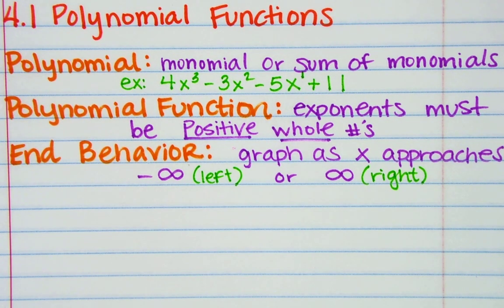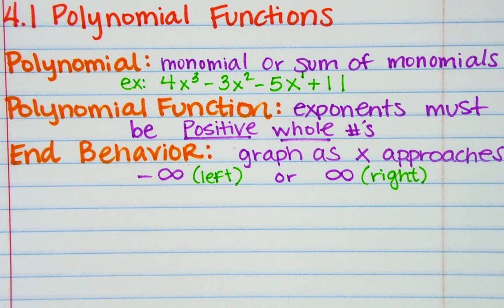Okay, so those are our three definitions. Polynomial, you already probably knew mostly what that was. Polynomial function: positive, whole number exponents. That's what we're looking at. Then end behavior: which ways do the ends of the graph go? They go up, they go down, they both go up. It depends on what's going on in the graph.